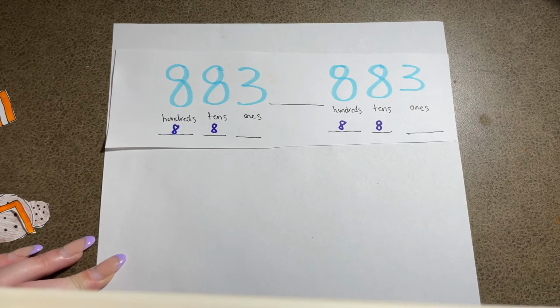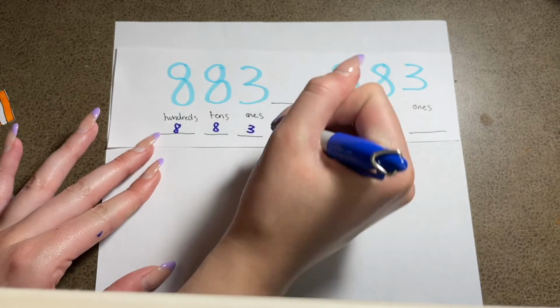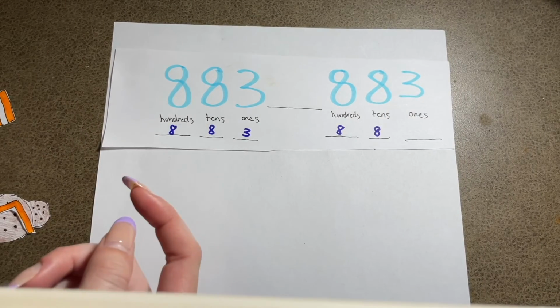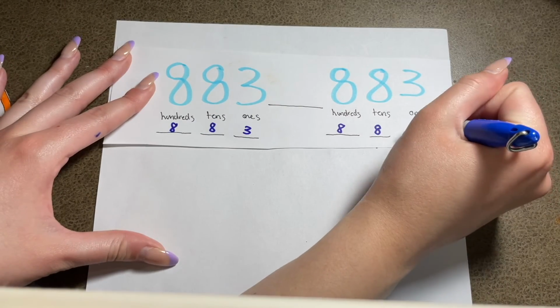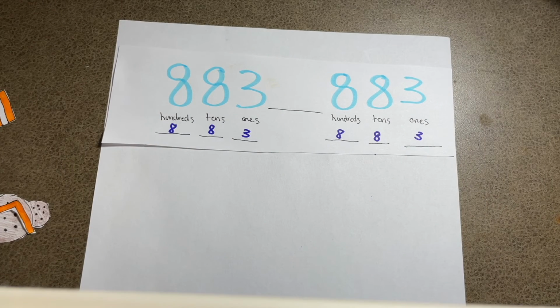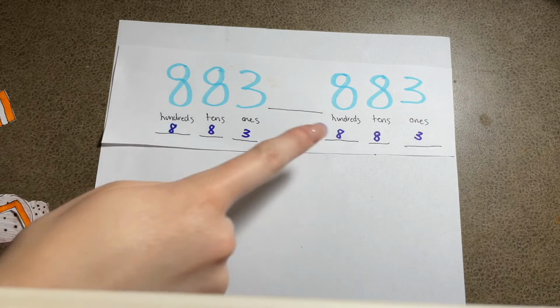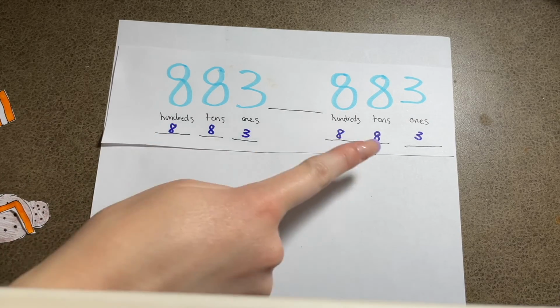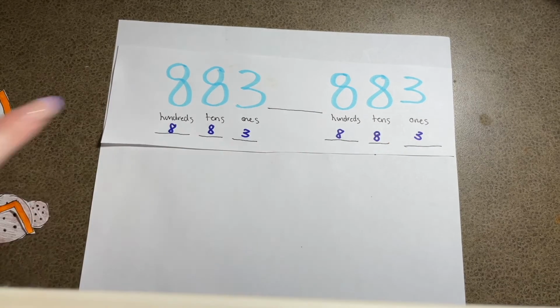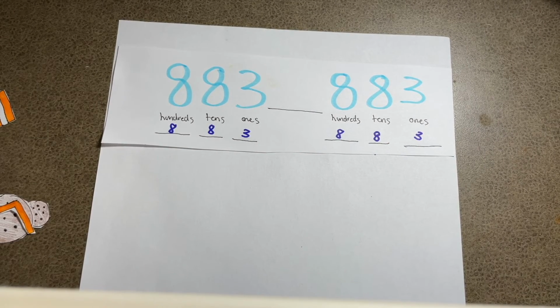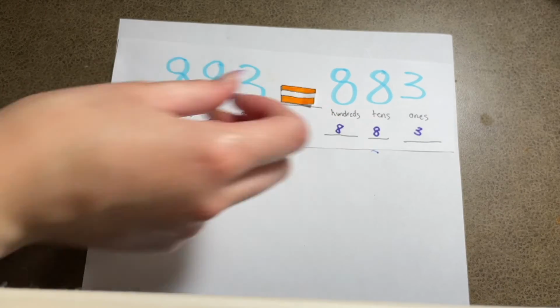So let's look at our ones number. What's our ones number here? 3. What's our ones number here? 3. Which one of those is bigger? Neither of them are bigger. They're equal because 3 and 3 are the same. So we have equal hundreds numbers, equal tens numbers, and equal ones numbers, which means that the numbers are going to be equal to each other. They're the same. So we're going to use our equal sign for that.